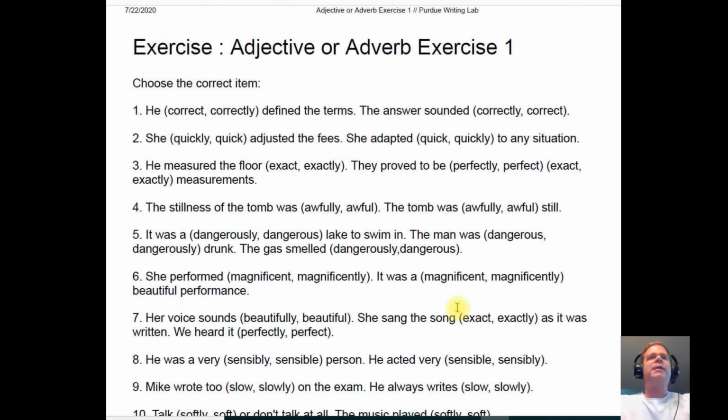Okay, so practice some of those, go over your adjectives and adverbs, and I'll put out another activity, another test for adjectives or adverbs.